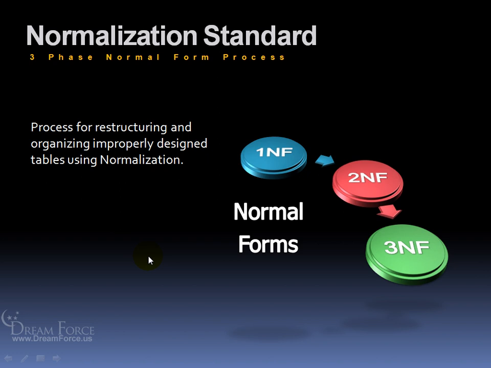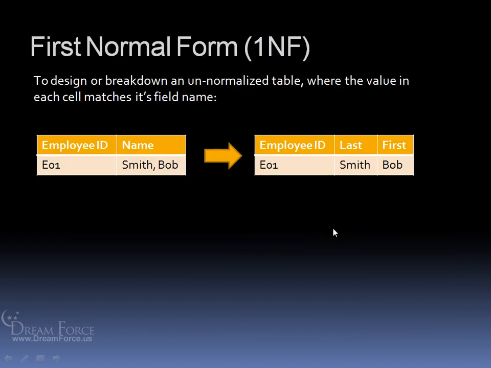So, for example, the process to help you restructure a poorly designed database correctly is a three-phase process. You have what's called the first normal form, second normal form, and third normal form. The first normal form is to design or break down an unnormalized table where the value in each cell matches its field name.